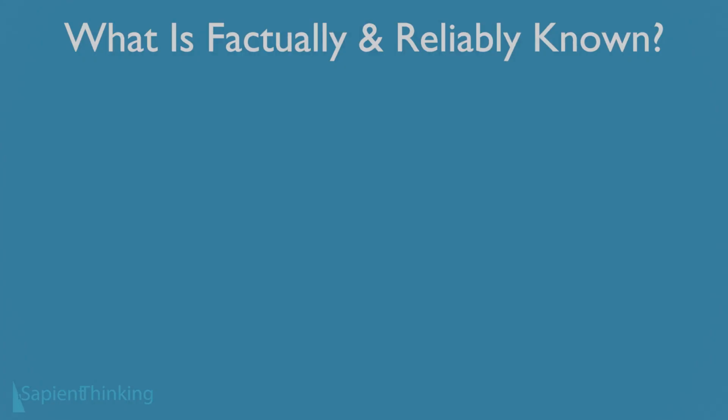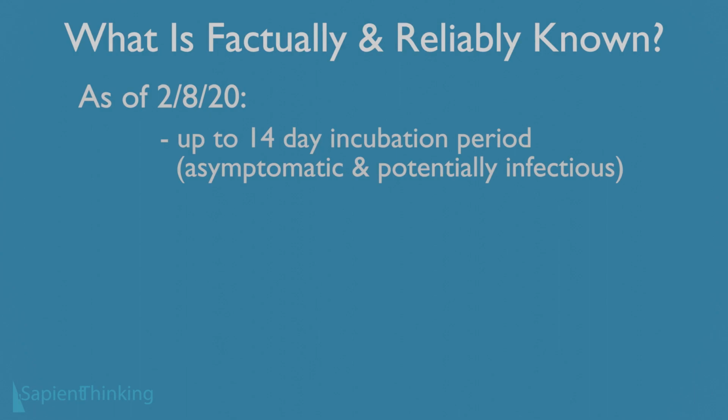What was factually and reliably known about COVID-19 by the 8th of February? By the 8th of February, it was known that COVID-19 had an incubation period of up to 14 days that could be asymptomatic and potentially infectious.